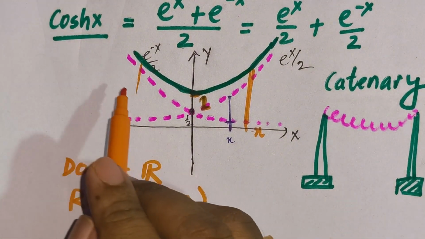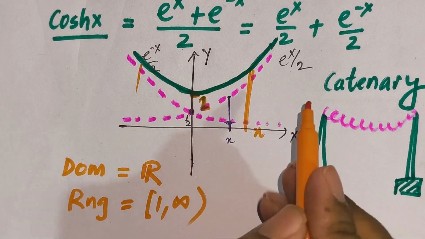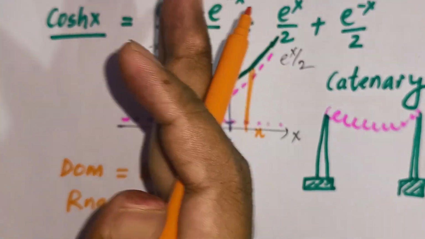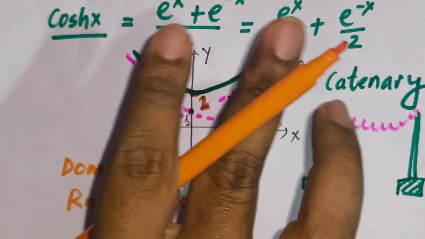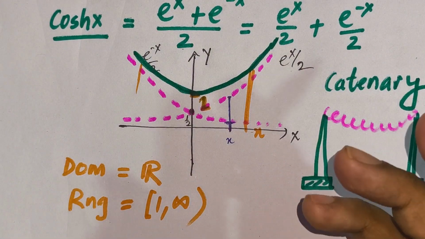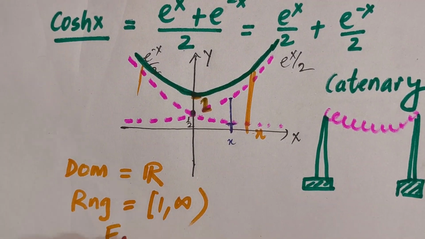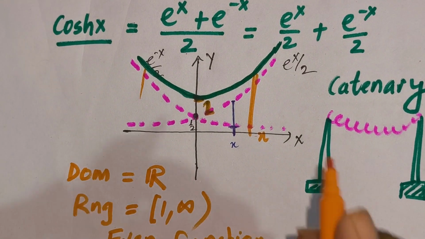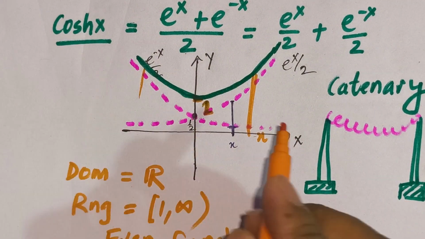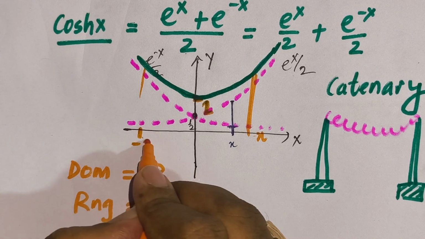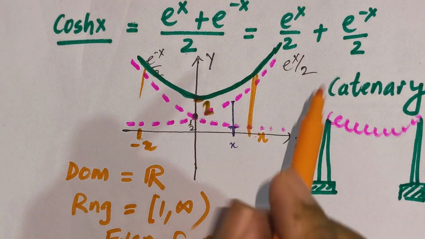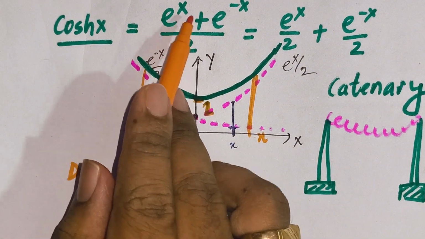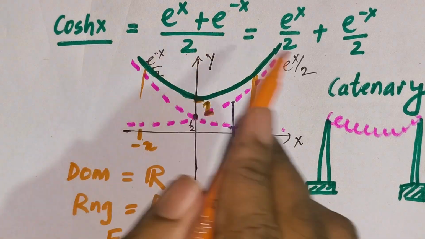Also note that this function is an even function. The graph at positive x and negative x are just reflections of each other. So this is an even function. The value of hyperbolic cosine at x is the same as at minus x. If you put 1 in the place of x and put minus 1 in the place of x, they will be the same.